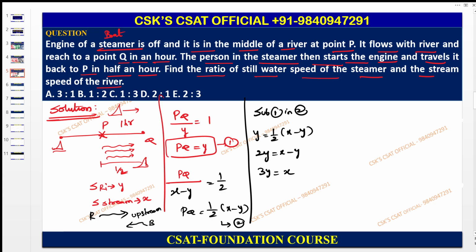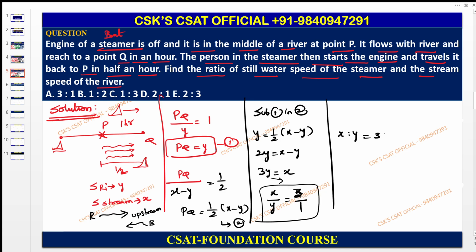You need to find out the streamer to the river. Streamer we are taking as x here, river as y. So you need to find out x by y, so therefore you need to bring x by y, so therefore 3 by 1. You need to find out that ratio only, x is to y, which is equal to 3 is to 1. And the answer for the question here is A, 3 is to 1.